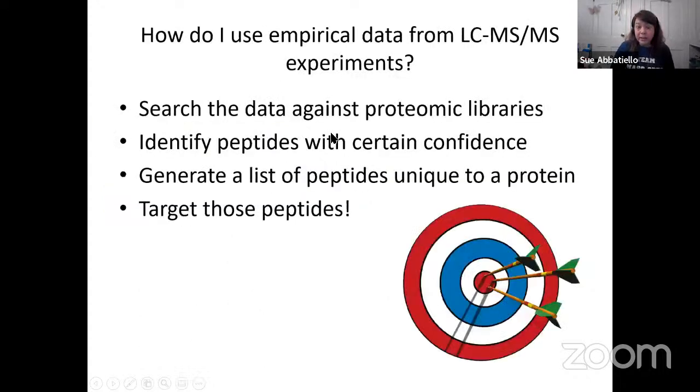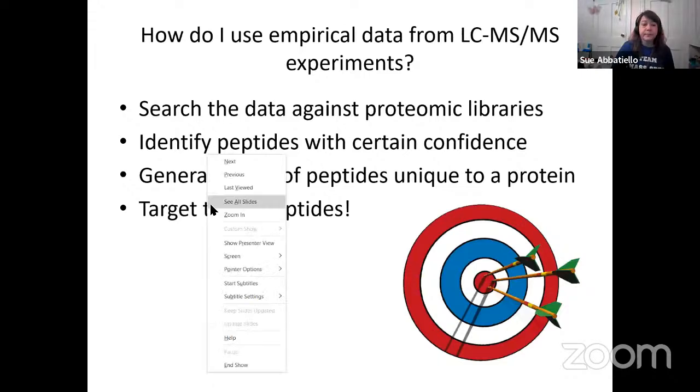So now, if you have empirical data, what do we do? We search the data against proteomic libraries. You can identify peptides with certain confidence. You can generate a list of these peptides, like the ones you're most likely to detect, and then target them.